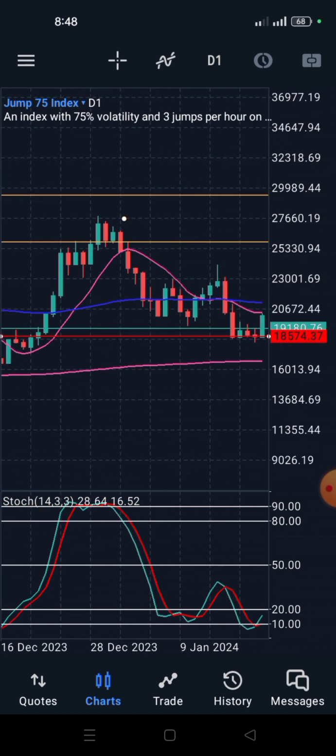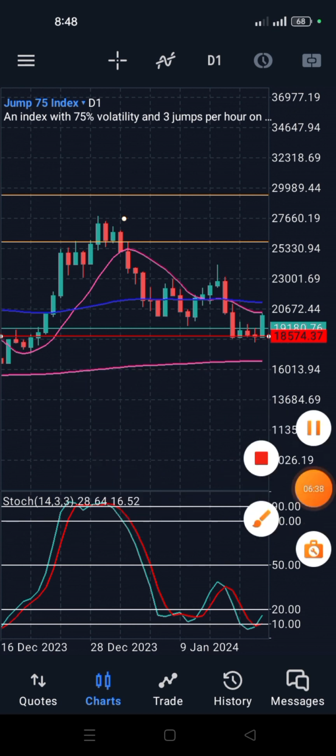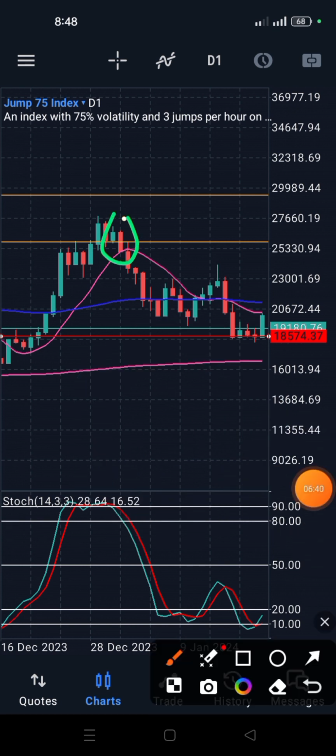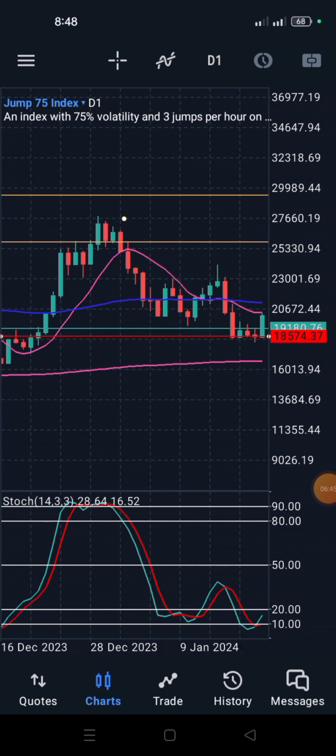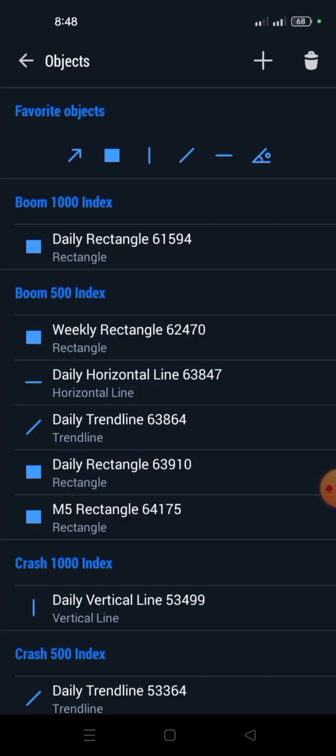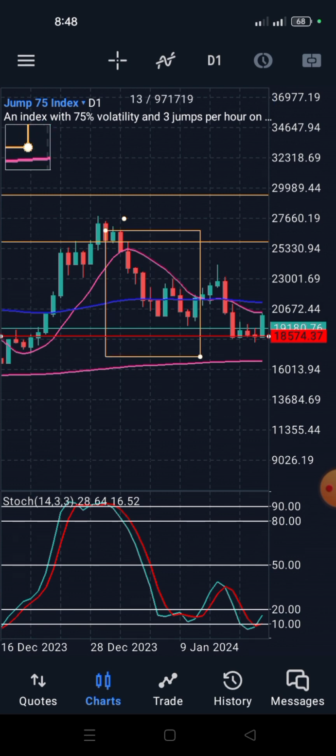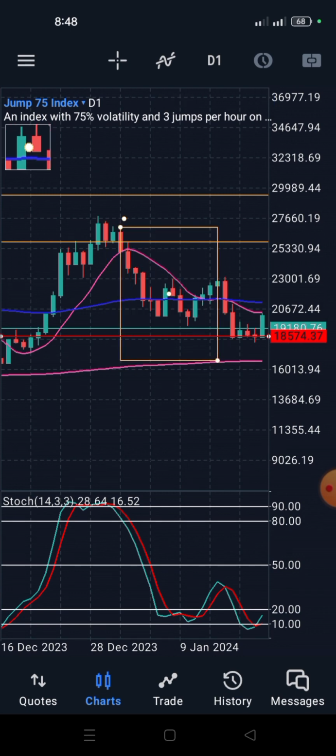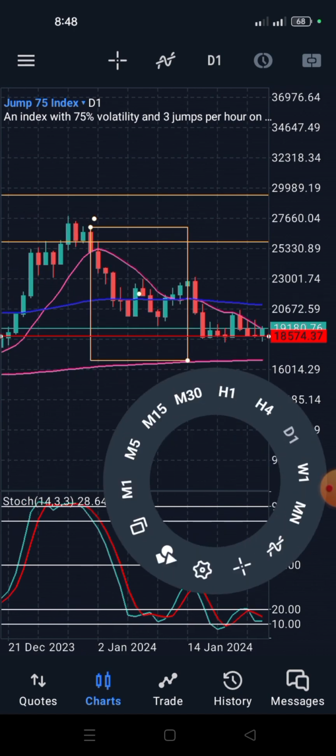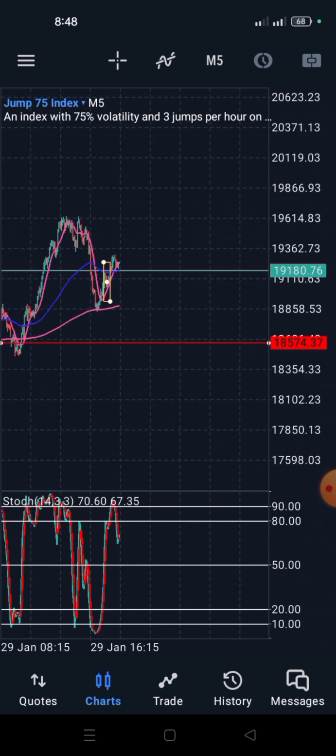Then from here, I've seen a bearish candle formation at that zone. This is where I'll start looking for a sell from that zone. So let's put a box so you could see what the market is doing from that zone of reaction. This is where I'll be looking for a sell. Now let's head back to the 5 minutes.